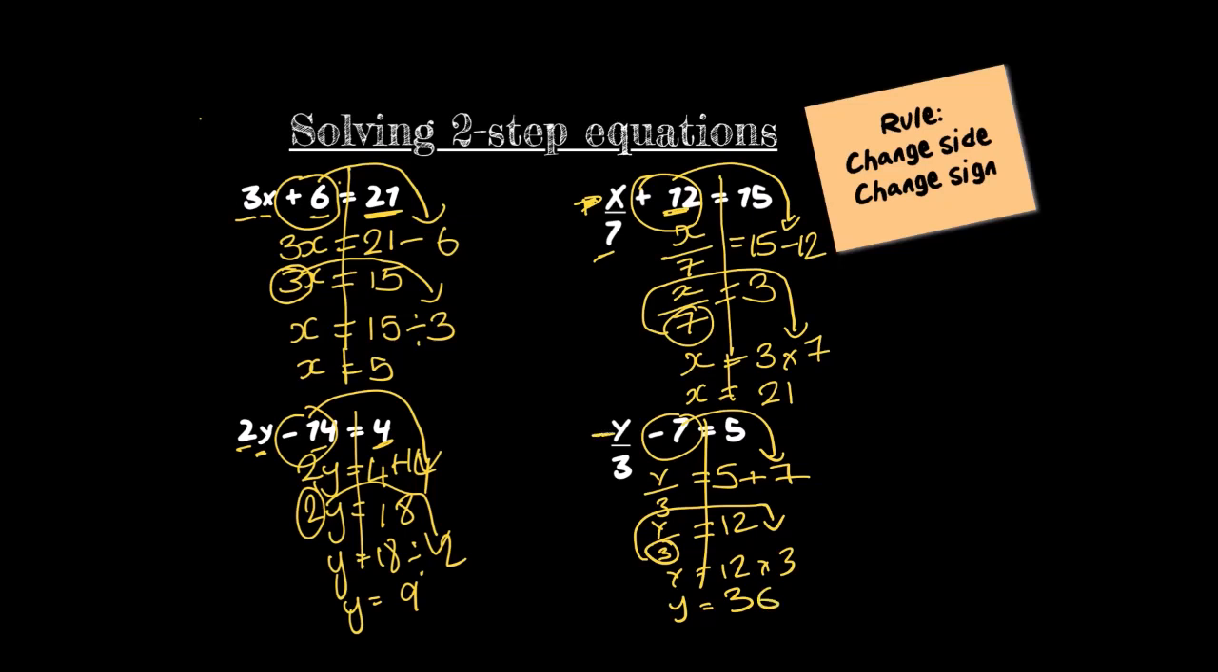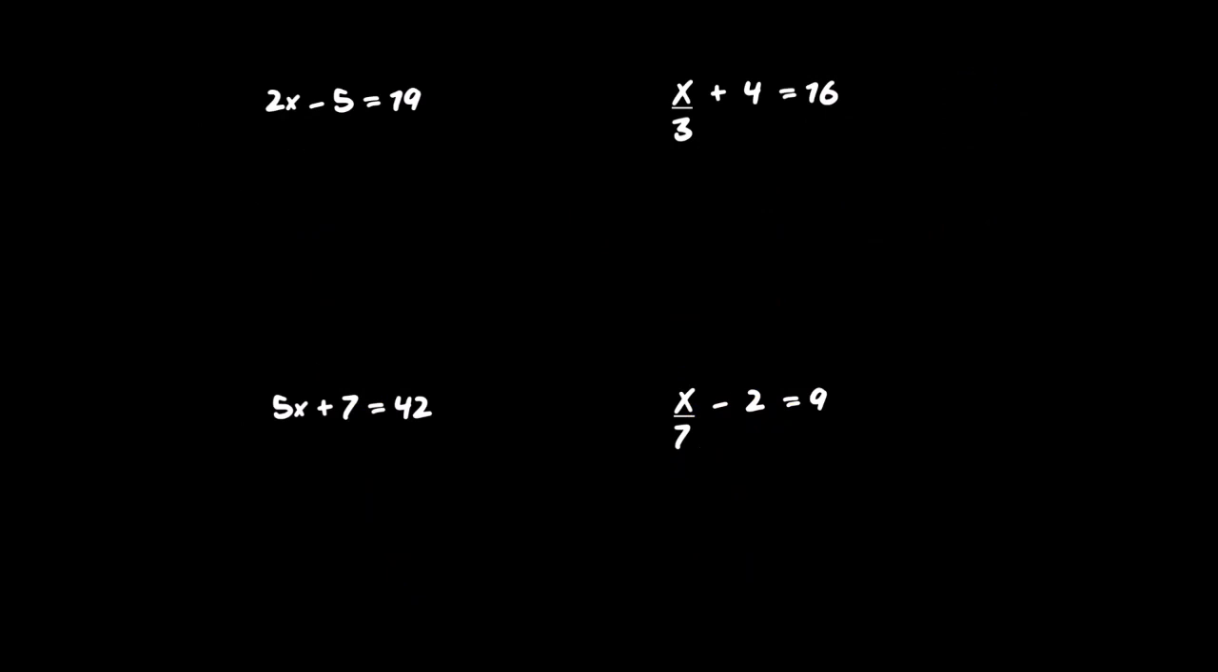And again, you can check that. Put it on at the top. 36 divided by 3 is 12. 12 take away 7 is 5. So that is correct. All right, we're going to move on to the second page here.